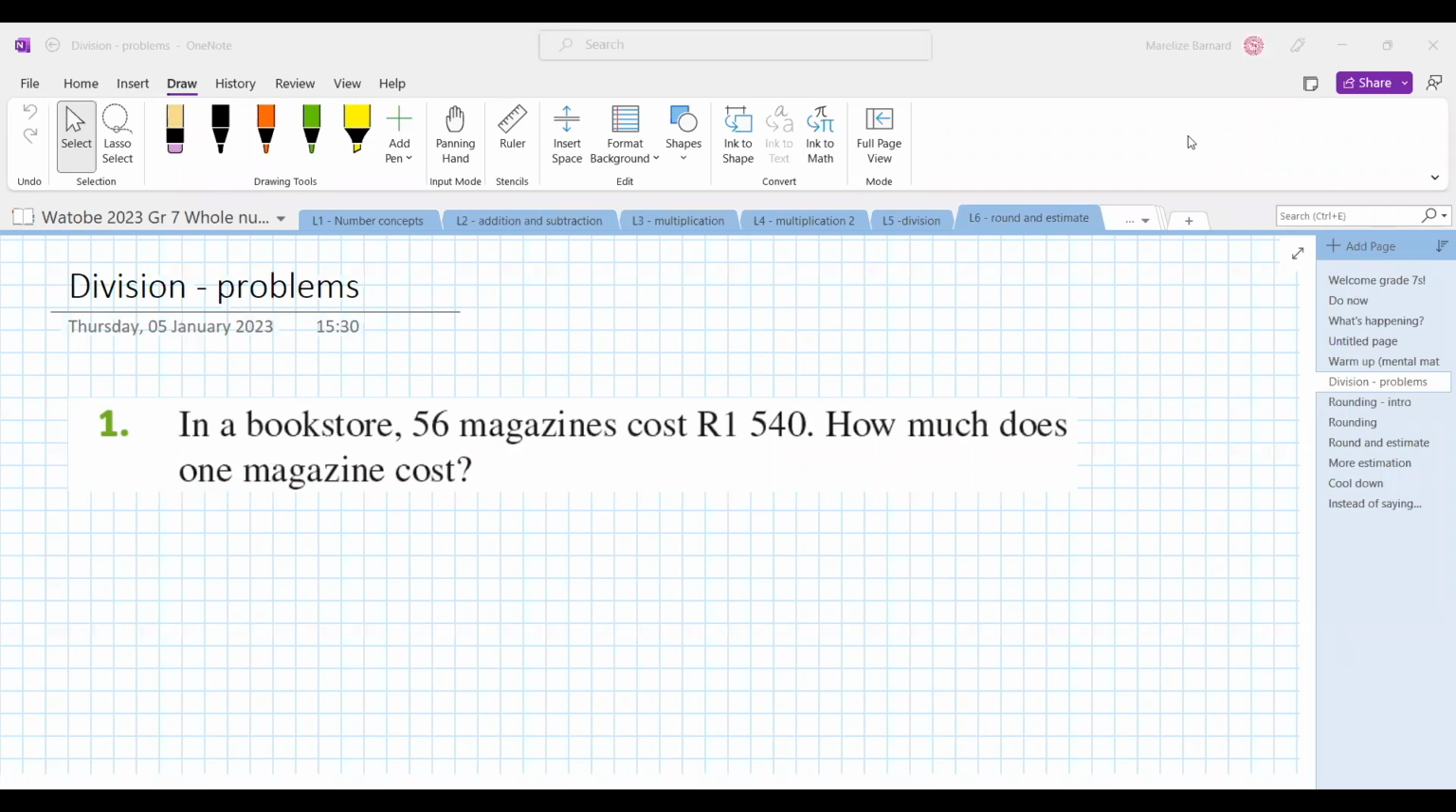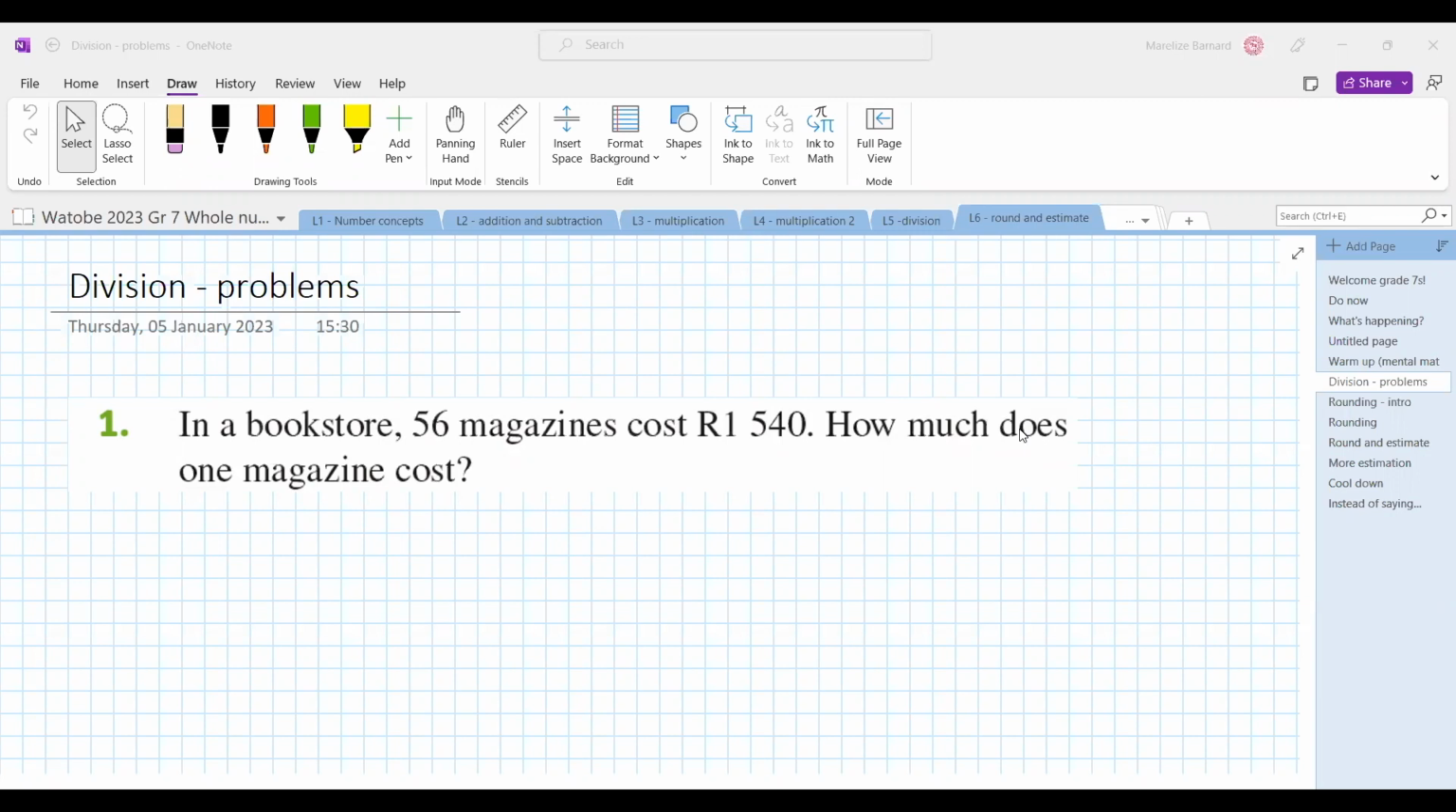So in a bookstore, 56 magazines cost 1,540. How much does one magazine cost? So I give you 2 minutes, work it out there where you are. And don't put anything in the chat yet. Just work it out in your own way. You can use a clue board, you can use long division, whichever way you want. But make a plan there where you are. See if you can work it out.